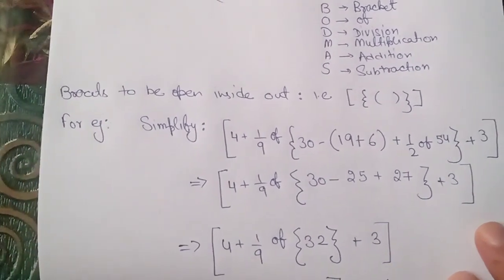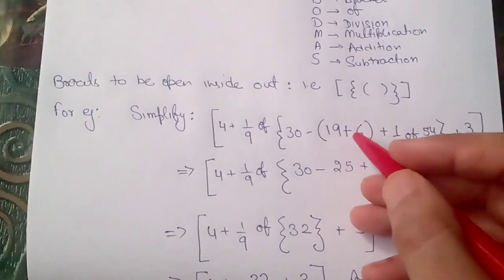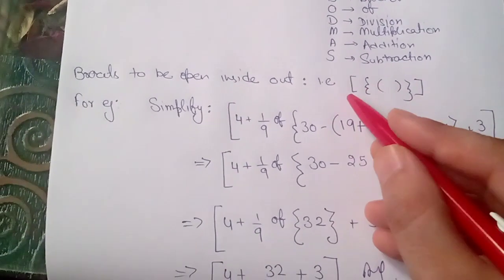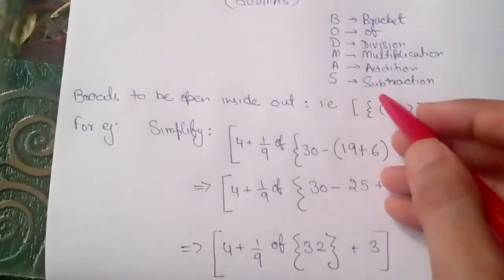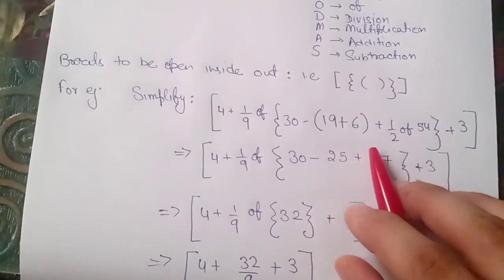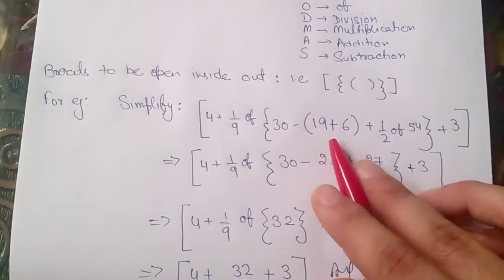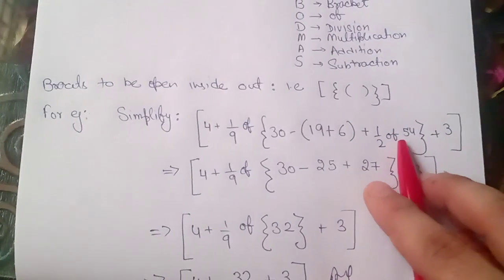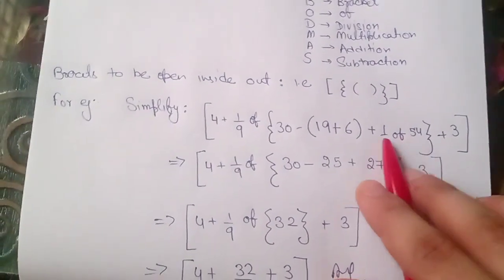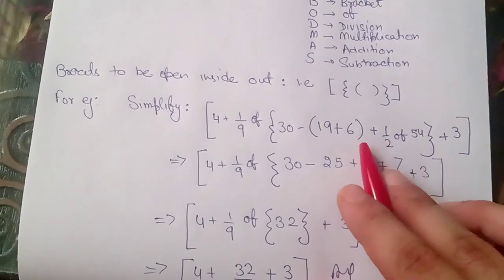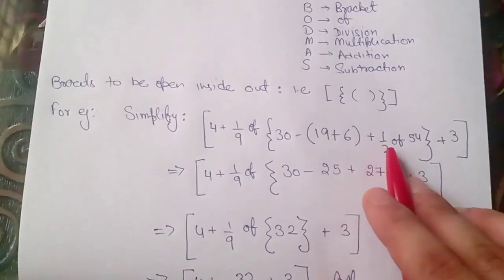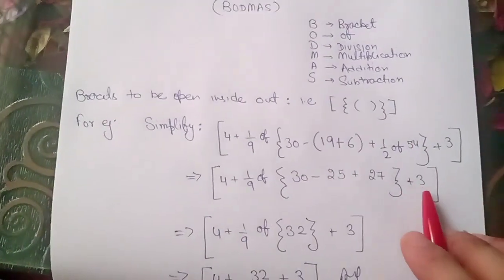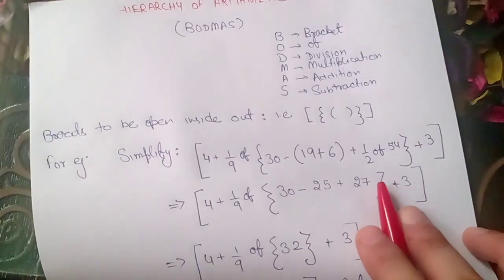So we have brackets, and first we will solve this. Brackets are solved inside out. First you need to solve this, then this, then this. First we will solve this, and then we will move on to this. This is next. This is of bracket and this is of. First you need to solve the bracket, then you need to take of. So by solving this you will get 19 plus 6, which is 25, and 1 by 2 of 54 is 27.